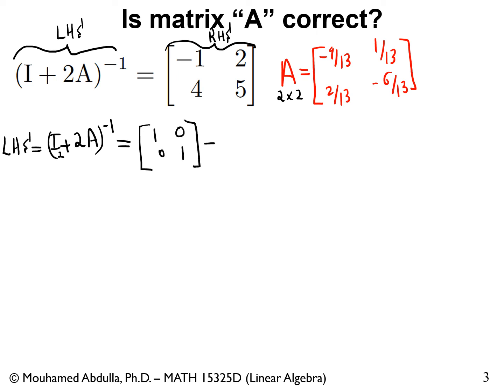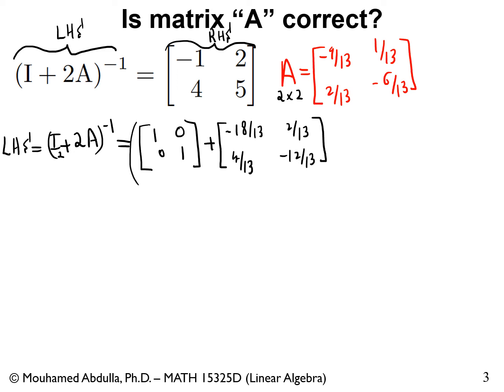We add 2 times the A matrix. If I have this and I multiply it by 2, what happens? Every entry of the A matrix I multiply by 2. So minus 9 becomes minus 18 over 13. A 1 becomes 2 over 13. A 2 over 13 becomes 4 over 13. A minus 6 becomes minus 12 over 13. So this is what I have.